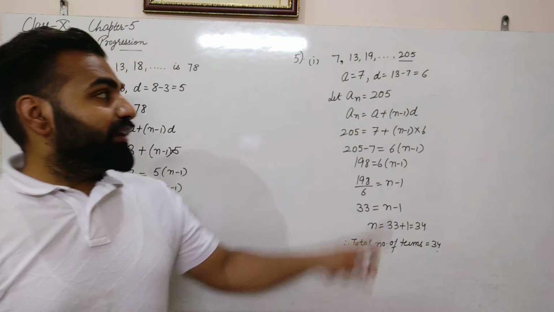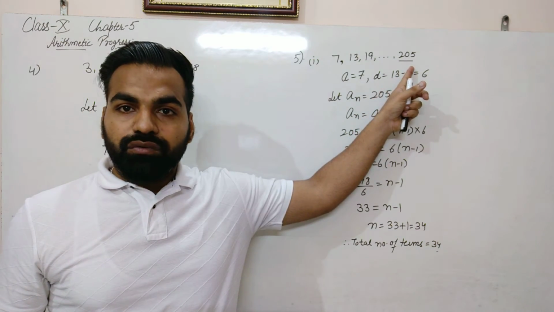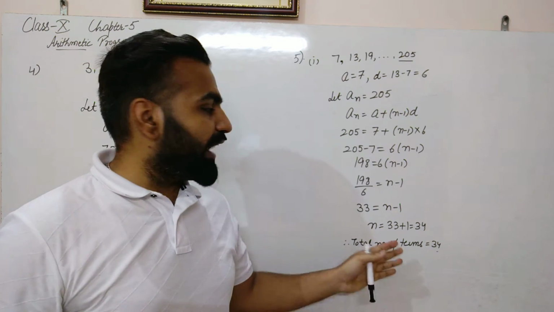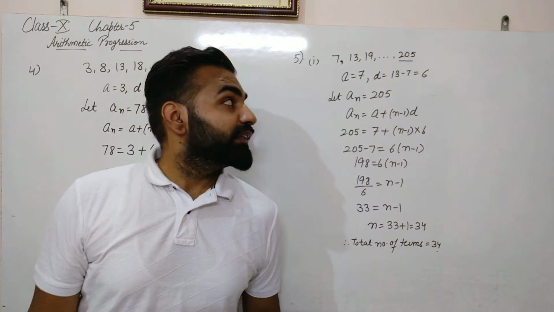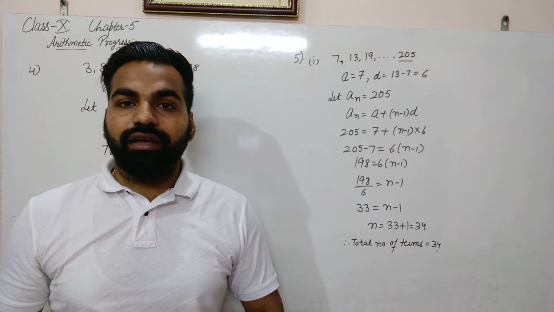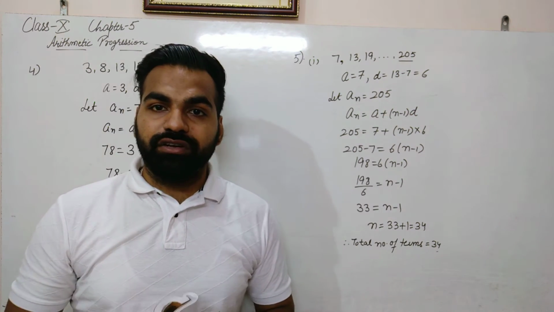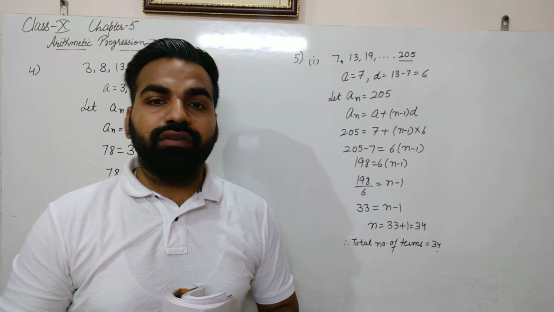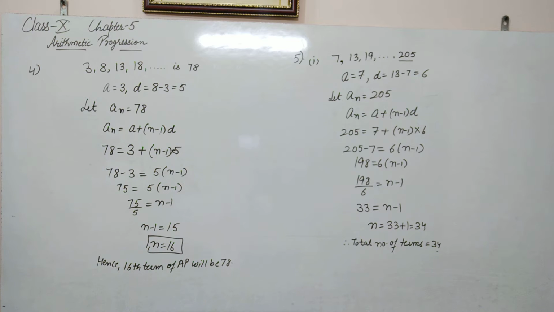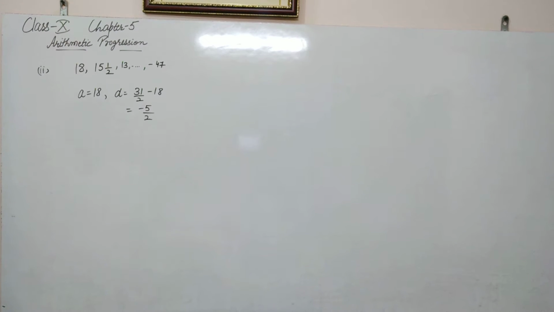So we can see here 205 is the last term of the AP, and in the question, if the last term is given and we have to find the value of N, then we take the last term as AN and use the formula AN equal to A plus N minus 1 into D and calculate the value of N. So this was question number 5, first part. Now we will do the second part.